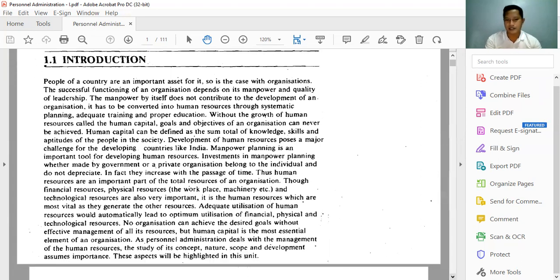As personal administration deals with the management of human resources, the study of its concept, nature, scope, and development assumes importance. These aspects will be highlighted in this unit. So what is the information or the thoughts that we can get from the introduction? Of course, it explains the importance of the manpower or the human capital.